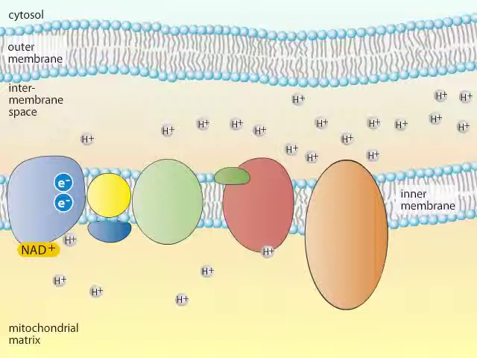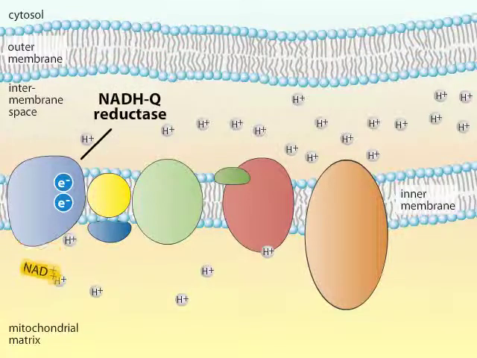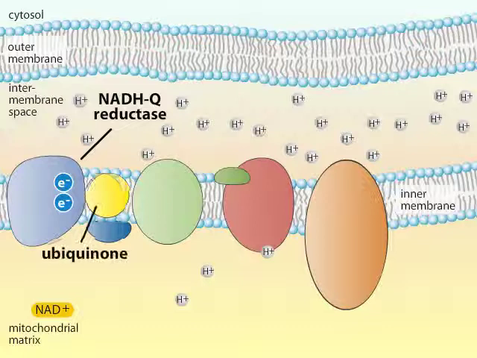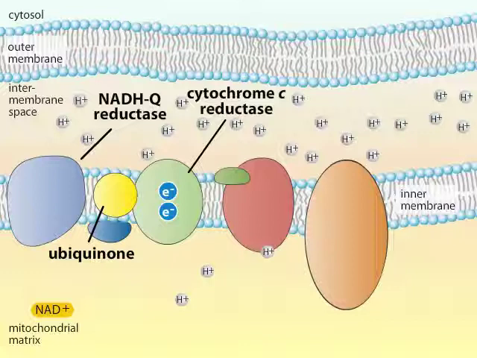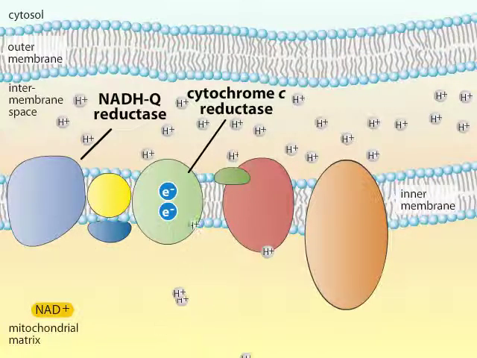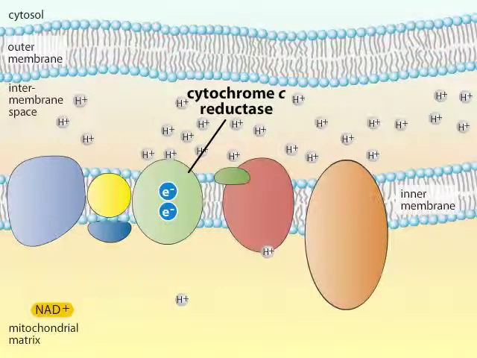cycle. The electron transfer to the first carrier, called NADHQ reductase, drives the protein complex to pump protons across the membrane. NADHQ reductase then passes the electrons to a mobile molecule called ubiquinone. In turn, ubiquinone passes the electrons to cytochrome C reductase, a transfer that is coupled to the pumping of protons into the intermembrane space. Cytochrome C reductase derives its name from a redox reaction that it participates in.